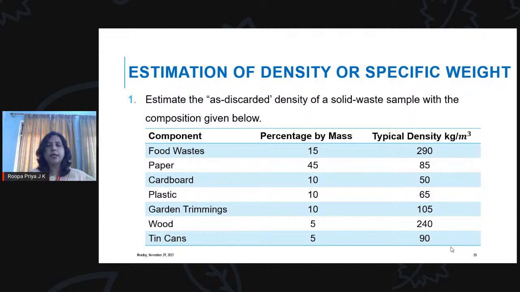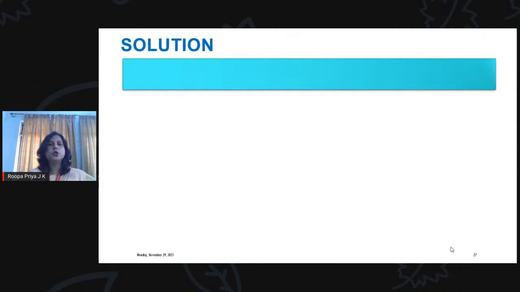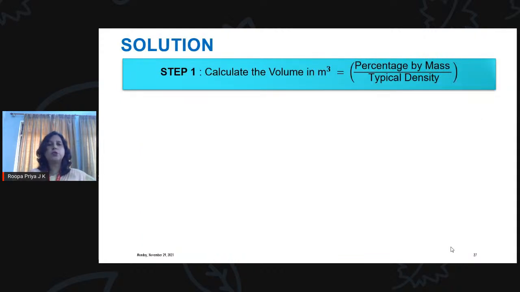So how do we estimate this? There are different steps which we have to follow, and these are very simple steps. The first step is to calculate the volume in meter cube. We have the values of percentage by mass in the tabular column, and we also have the typical density. Using these two values, we have to calculate the volume for each and every component of solid waste.